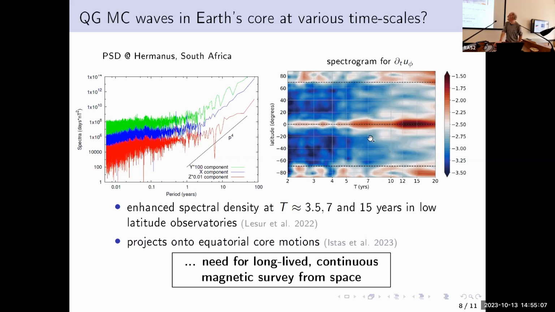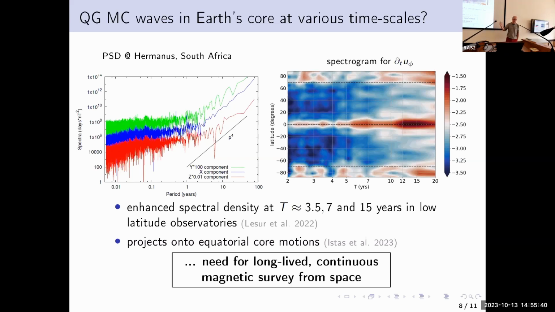And when you look at the spectrogram of the flow models that we are able to produce, you see here the 7-year period is there. You've got the South Pole, the North Pole here, the equator. So this magnetic signal projects into the flow models in this way. And you see as well signals at 15-year period and something like 3 to 4 year period. So I would bet that these are other MC waves that we are able to witness with magnetic data.